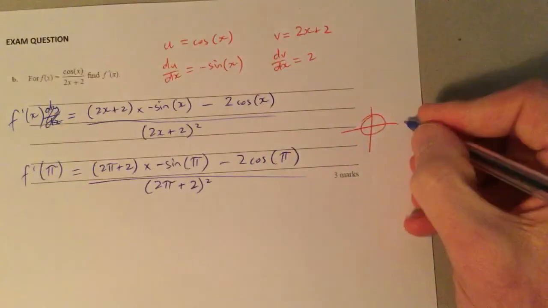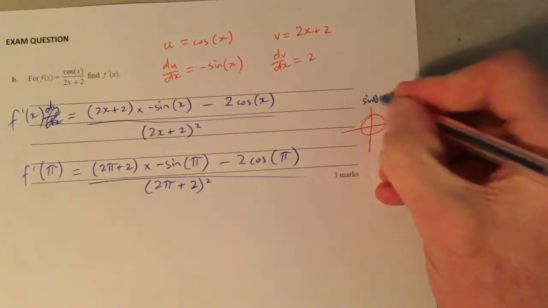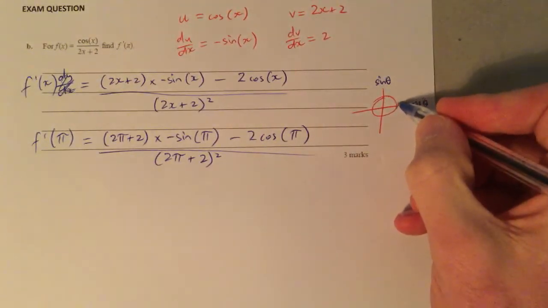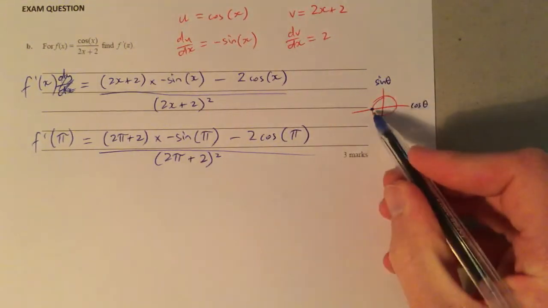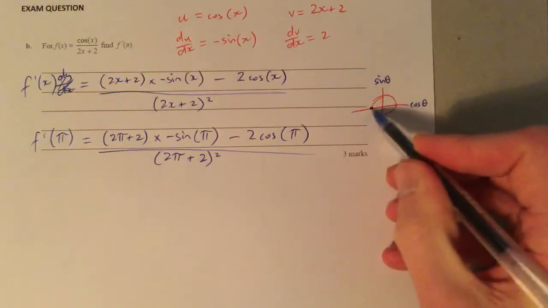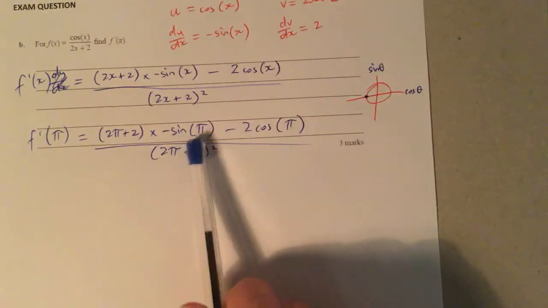Remember that we read values of cos theta from the x-axis and sine theta from the y-axis. So if we're talking about pi, we're measuring from an angle of 0 around to an angle of pi. We're actually at this point on the unit circle. And at that point, we can see that the value of sine of our angle is 0. The y-coordinate here is 0. Okay, so sine of pi is going to be 0.